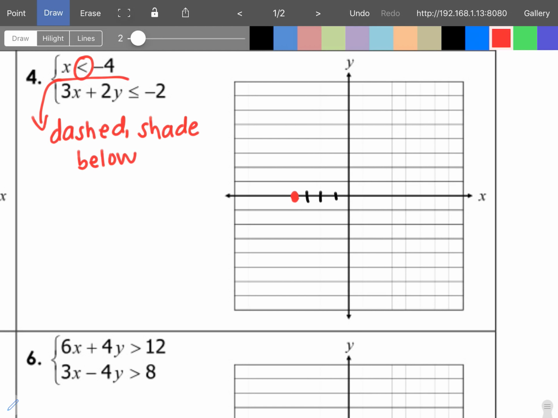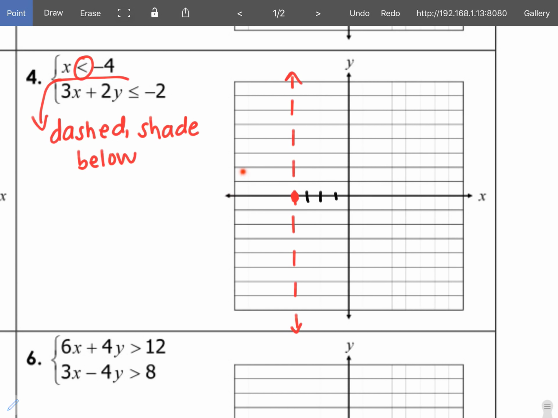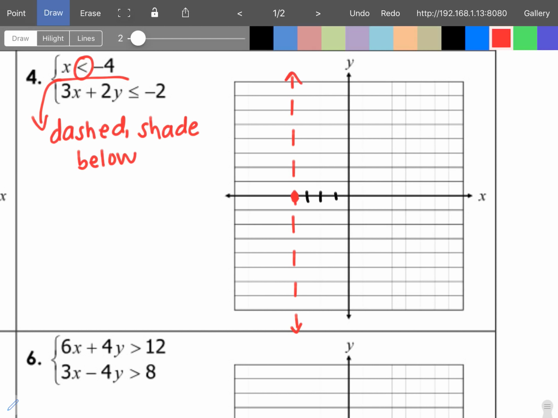Since it's an x, remember x is just a vertical line. So that's an x less than -4 line. But now we need to shade below. There's no way to shade below because it crosses that line. So think about it this way: if we're shading below, we should go in a negative direction for x, right? So shading below, you can also shade to the left.